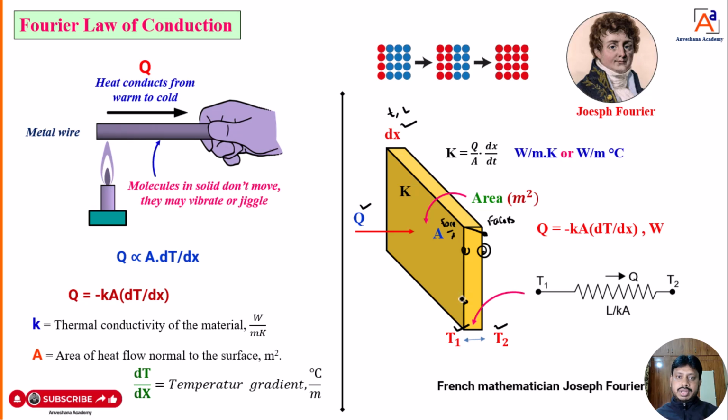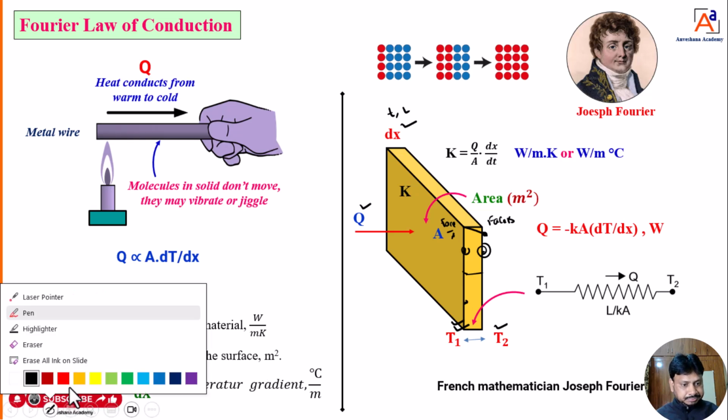Then the temperature at point 1 I will mark here as T1. Temperature at point 2 I will mark as T2. So now heat is moving from this side to this side. Dear students, one thing you have to observe here.